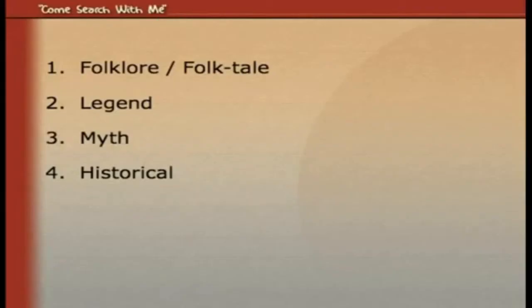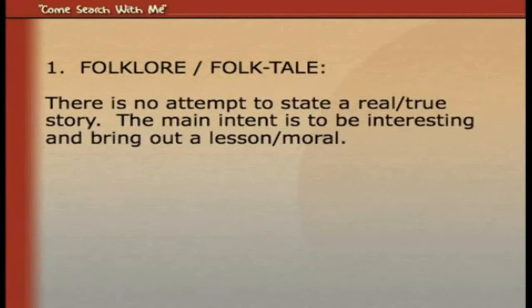Here it is. The first one, classification of literature. Ancient literature is classified into folktale, legend, myth, or historical. A folktale, there is no attempt to state a real, true story. The main intent is to be interesting and bring out a lesson or a moral. So it's very common that a folktale or folklore, you will have birds talking together, and the sun smiling, they're all personified, and the breeze whispering, and all the animals having a big committee meeting. They are not interested in telling you a real story. A folktale, the story part, can be anything.